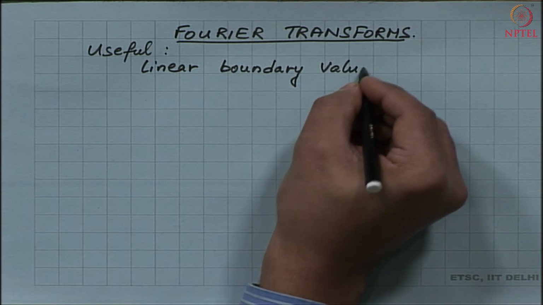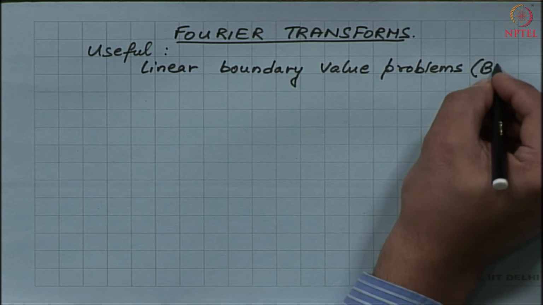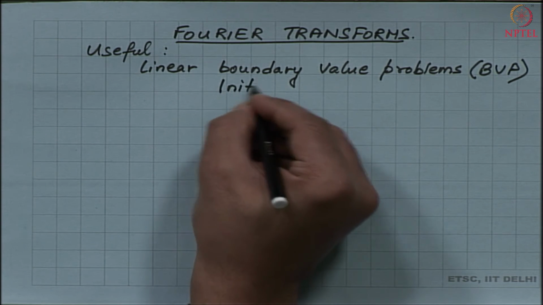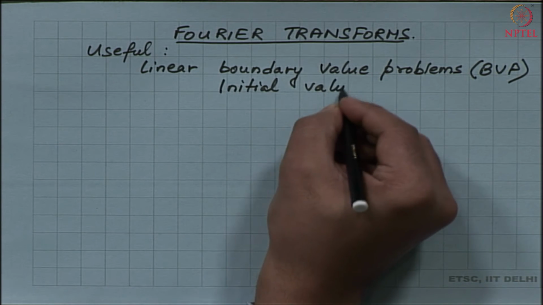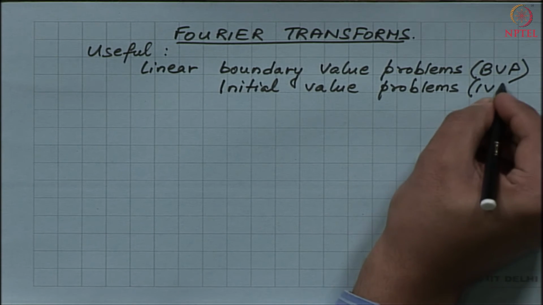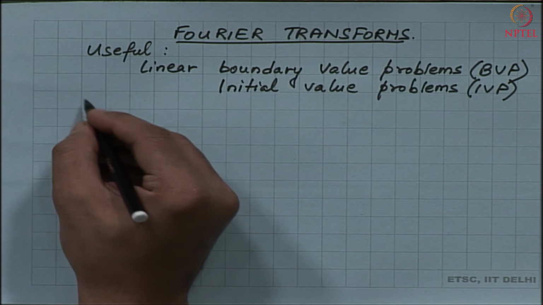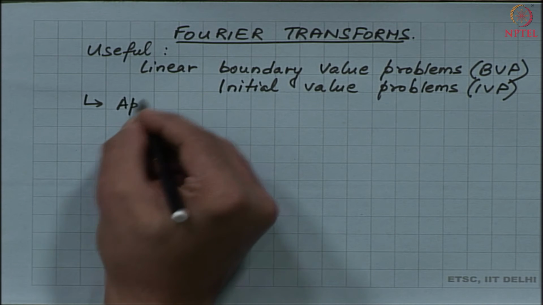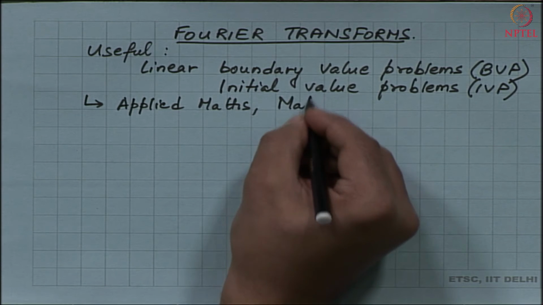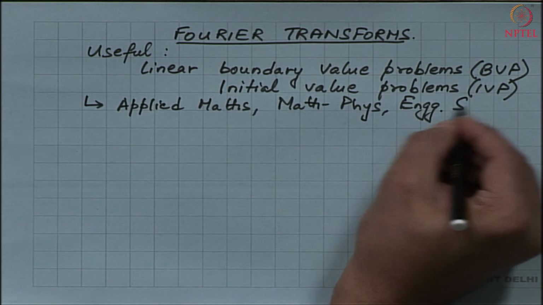So, linear boundary value problems, I am going to denote it with this shorthand notation BVP. It is quite useful to solve problems in initial value problems, or in shorthand notation I am going to call it IVP. And as you can see, these problems arise everywhere, starting from areas in applied maths to mathematical physics to engineering sciences, you name it, and Fourier transform is already there.